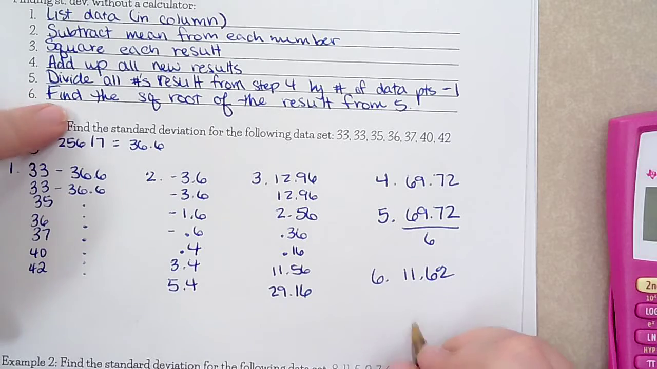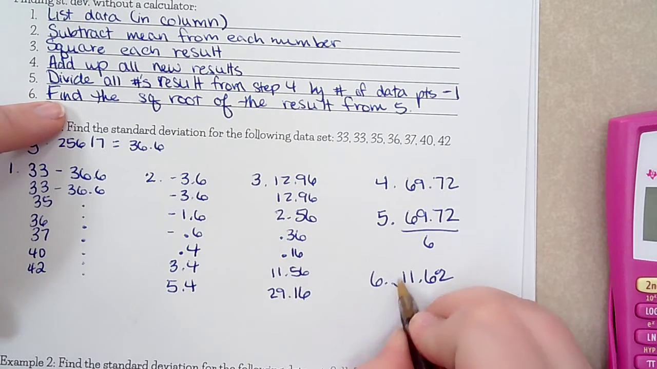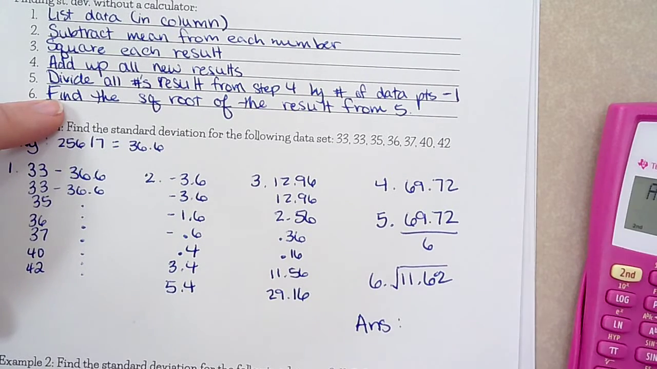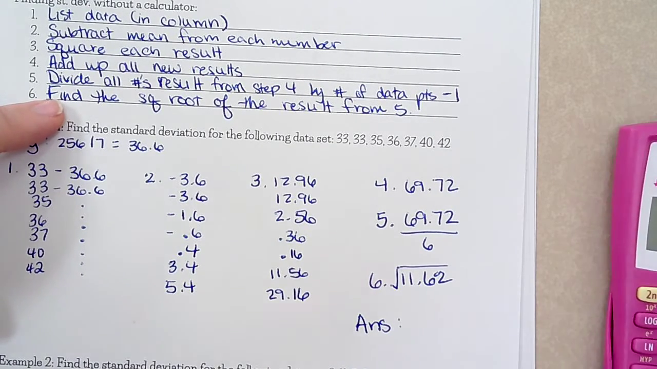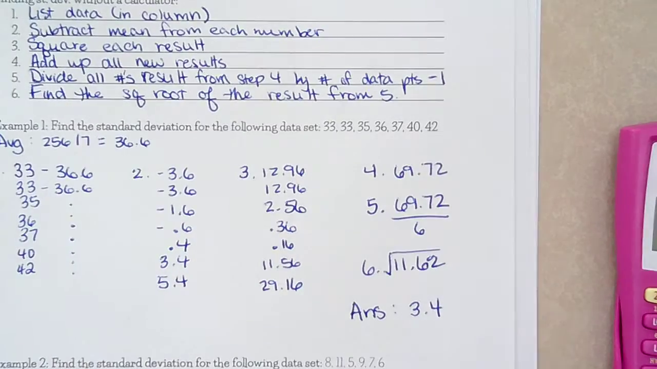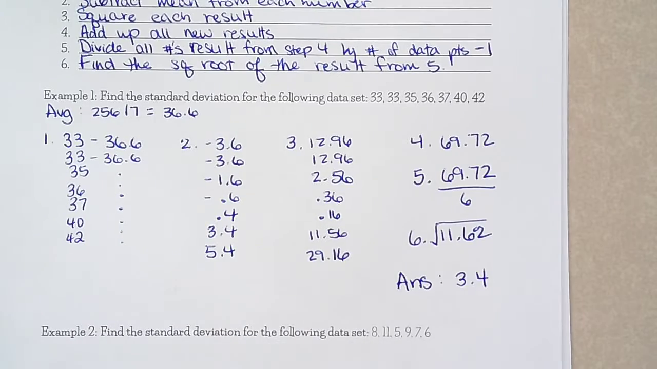And step 6 says I have to find the square root of the result. And when I do that, my answer becomes 3.4. All right, that was a ton of work.